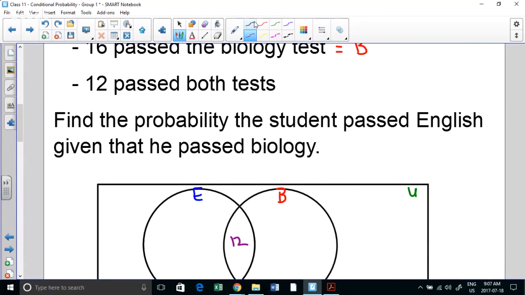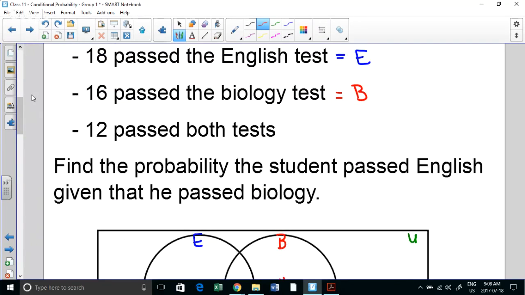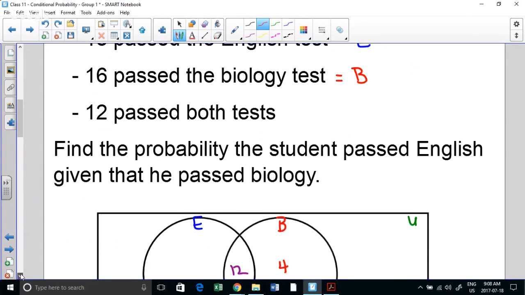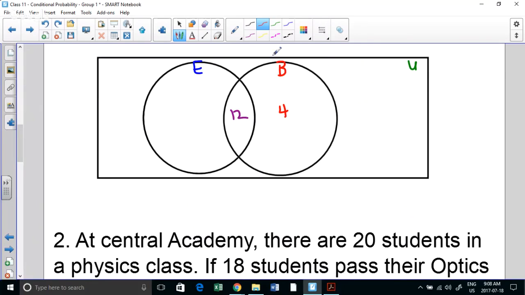16 passed biology, so there are 4 left over. Since there's 12 already here, there's 4 left over to go here. 18 passed the English, which means there are 6 left over for me to put here. And then for the outside, I have 25 minus 6 minus 4 minus 12, and that gives me 3 that failed both tests.